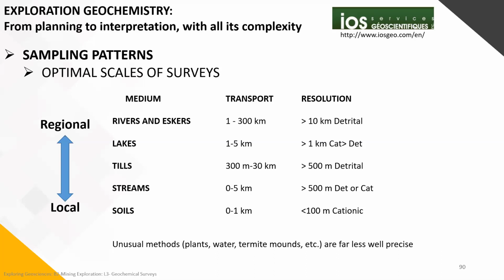The optimal scales of surveys and the resolution of the analysis back from the labs vary and are based again directly on the scale between local and regional scale. So between local and regional scale, the methods are used between soils, streams, tills, lakes, rivers, and estuaries. So if we're working on a local scale, we're going to go more within soil geochemistry. If we're working with regional analysis at first, we're going to vary between rivers, estuaries, lakes, and so on.